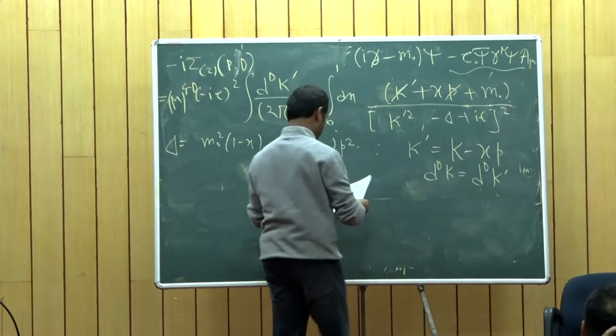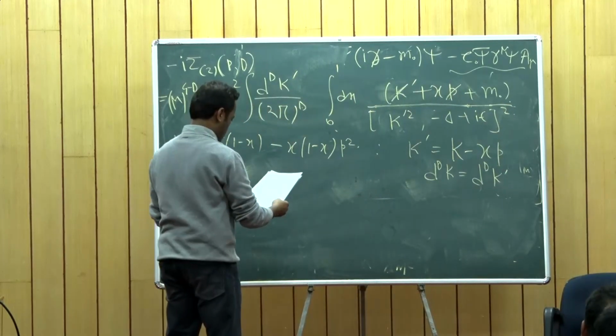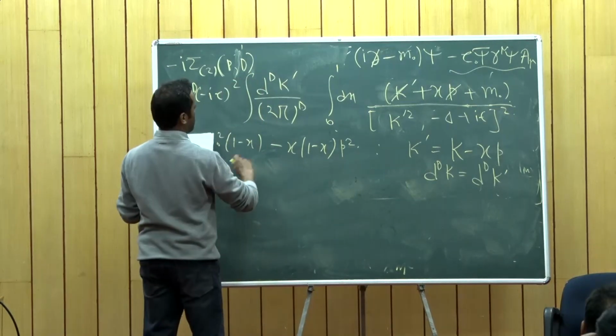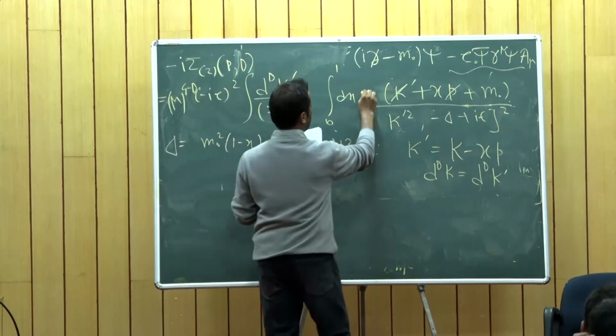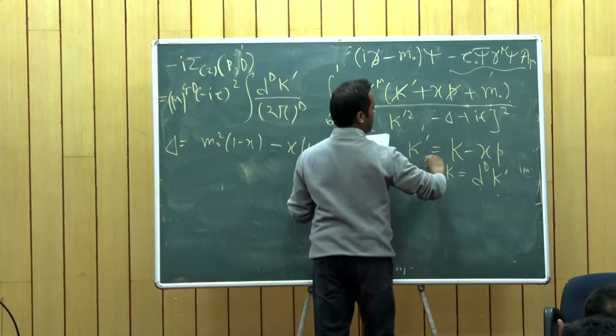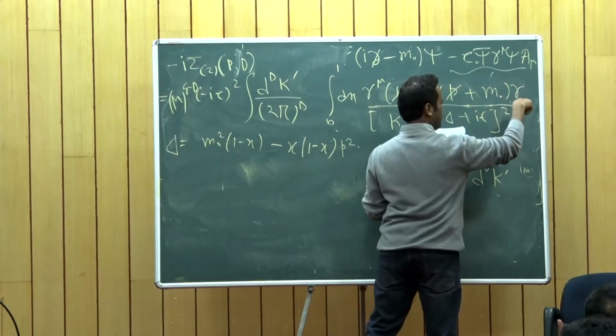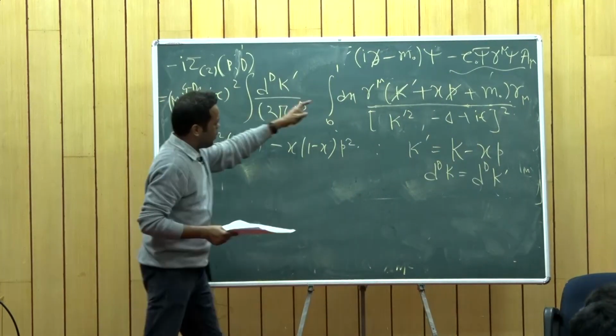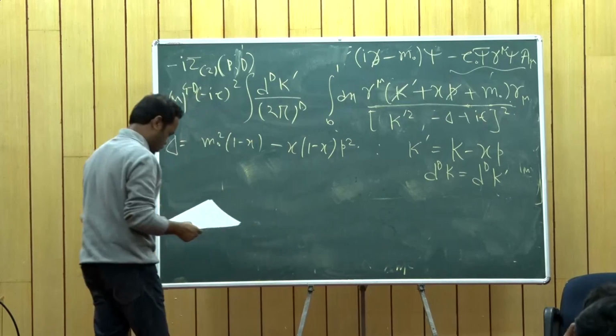Did I miss this gamma mu also? The gamma mu's are there, by the way. There is this extra factor of gamma mu. So you have combined the gamma nu with eta mu nu, and the factor of i in the propagator and the minus i in the photon propagator were also combined.